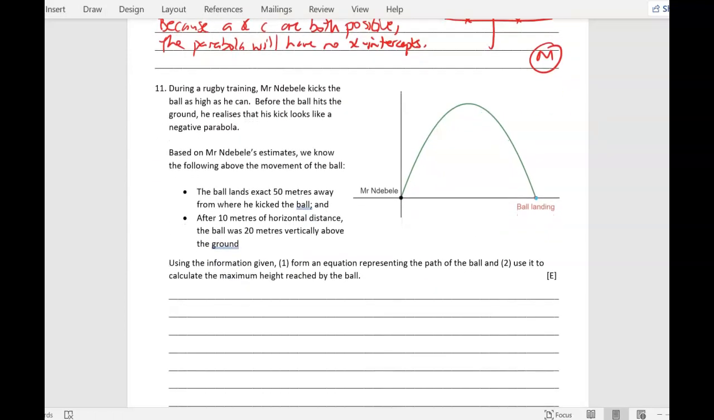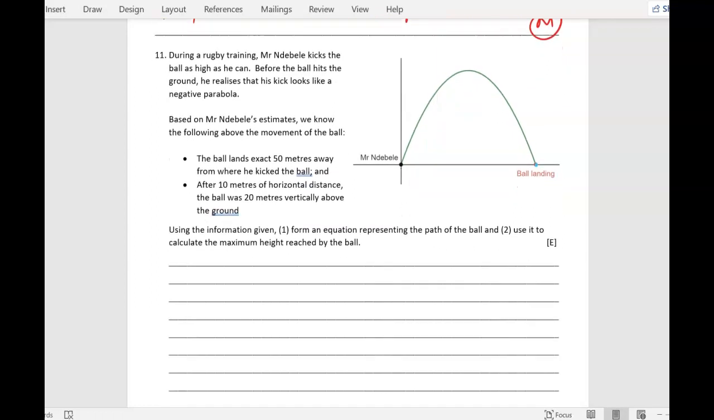I've just changed rooms, so if the voice and the echo is a bit different, that explains that.